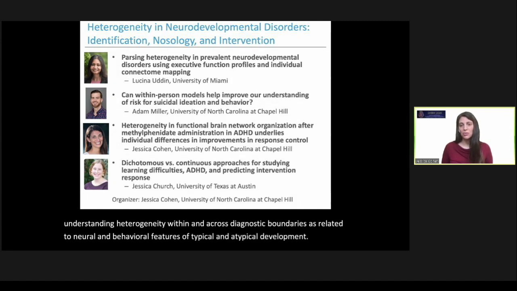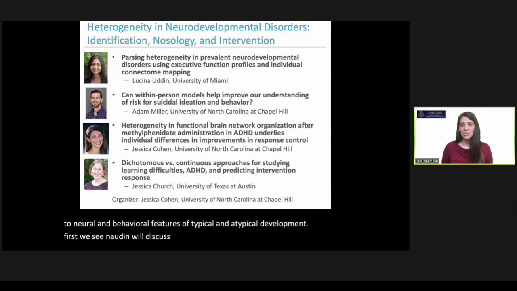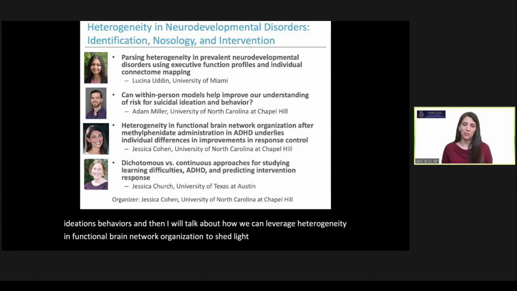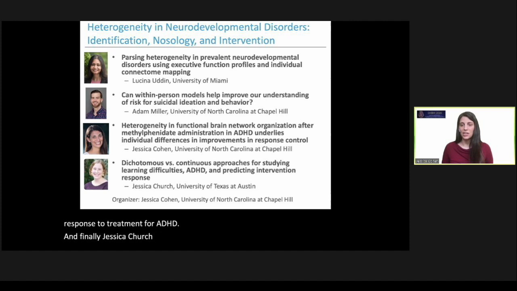First, Lucina Uddin will discuss heterogeneity within and across highly comorbid neurodevelopmental disorders, autism spectrum disorder and ADHD. Next, Adam Miller will talk about transdiagnostic risk factors for suicidal ideation and behaviors. And then I will talk about how we can leverage heterogeneity in functional brain network organization to shed light on differing response to treatment for ADHD. And finally, Jessica Church will discuss methodological considerations when assessing symptom burden and response to intervention in youth with ADHD symptoms and learning difficulties.